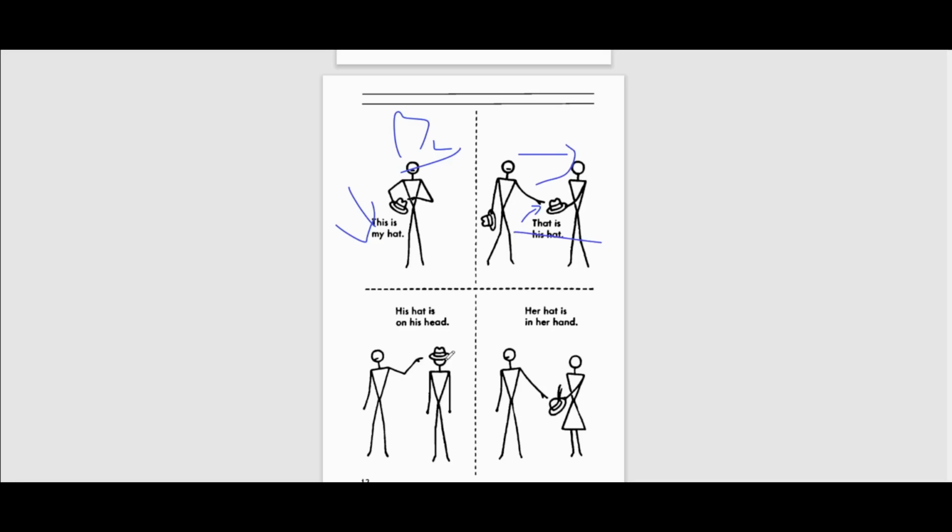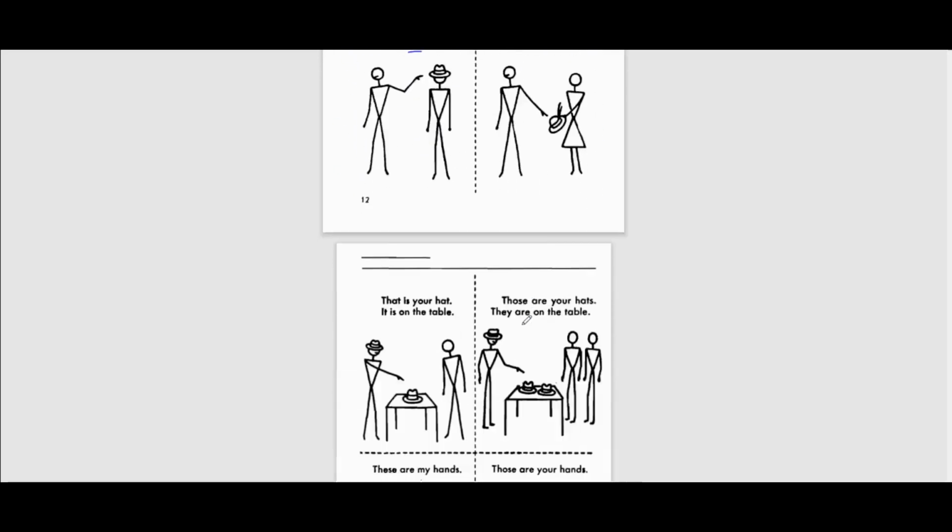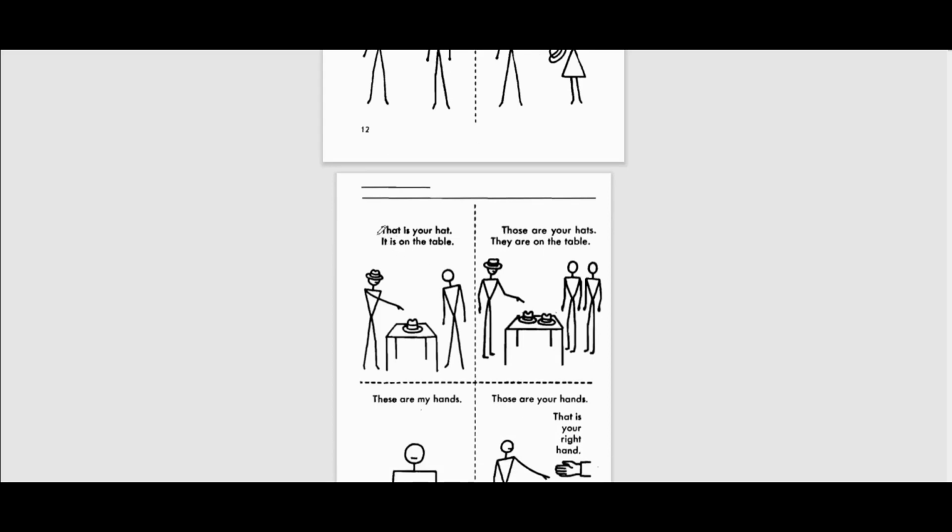His hat is on his head. His, because he's a boy and it's his. Her hat is in her hand. Her, because it's a girl. That is your hat because it's not yours, so that. It is on the table, it, because it's an object. Those are your hats, they are on the table.